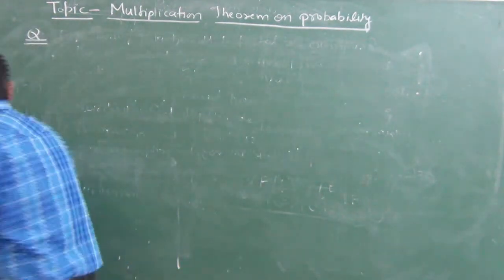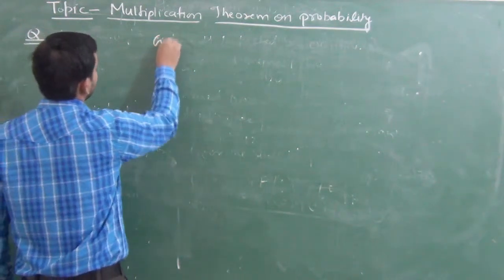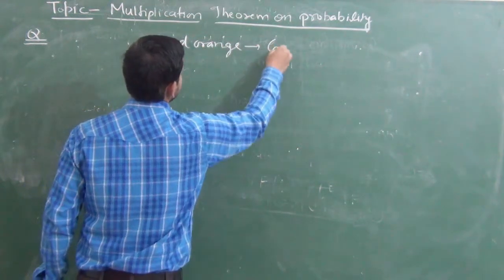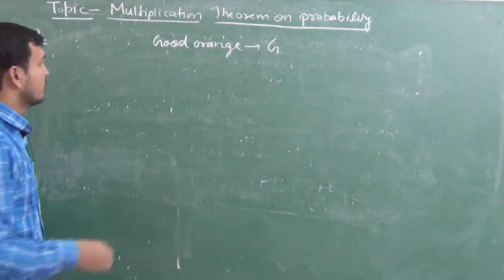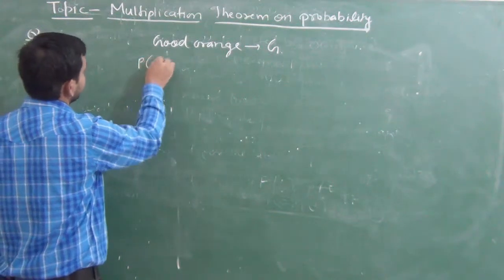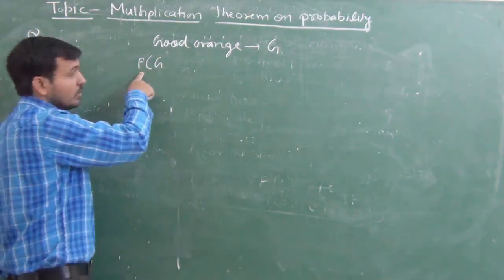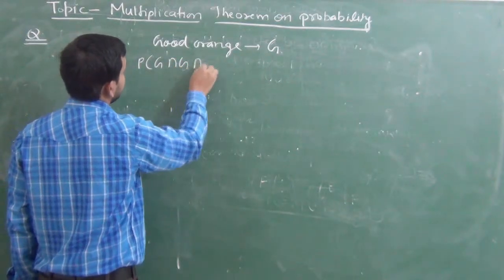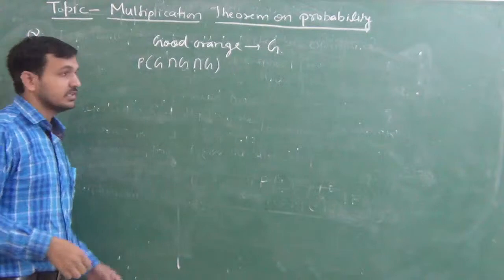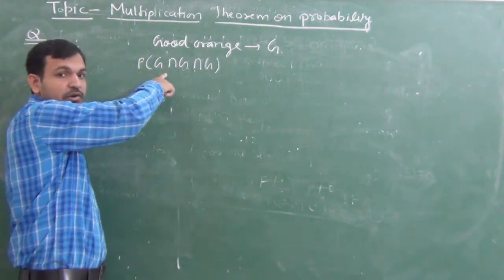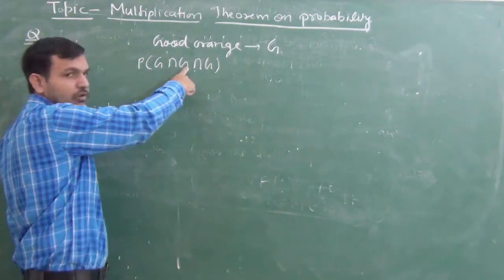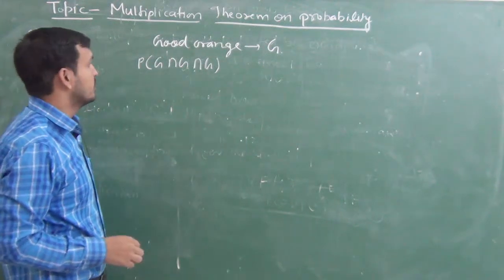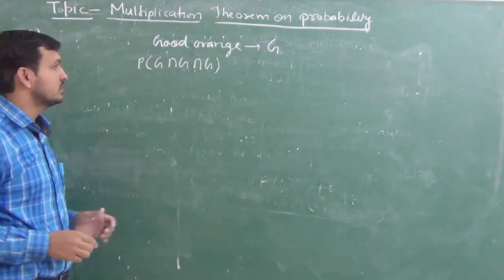So if we represent good orange by G, then what we are required to find? We want to find the probability of G intersection G intersection G. It means the first orange should be good, the second one should be good, and the third one should also be good. All the 3 oranges should be good if the box is to be approved for the sale.